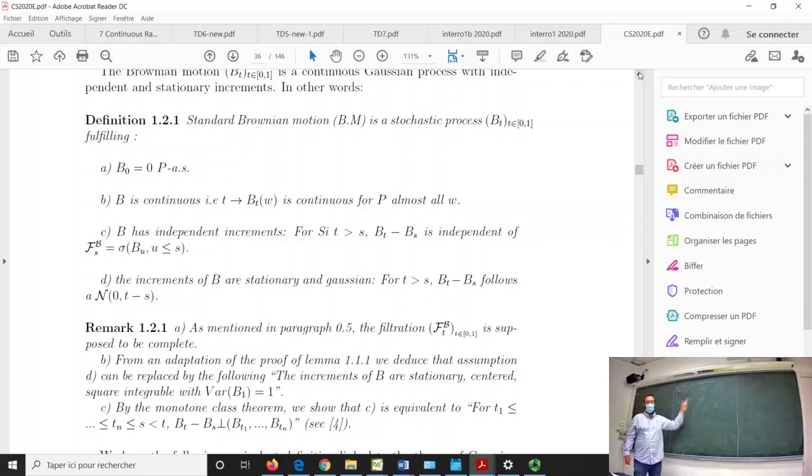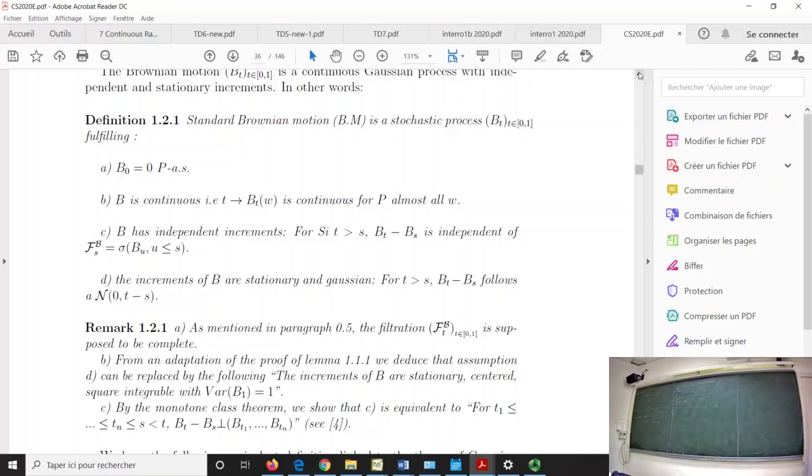So that's why I can always suppose that the times are in this order. And why do I impose this? Because you see that in the definition, I have t strictly greater than s. Okay, so I want to prove that Bt is a Gaussian process, and so I am interested in this vector, and I want to prove that this one is a Gaussian vector.